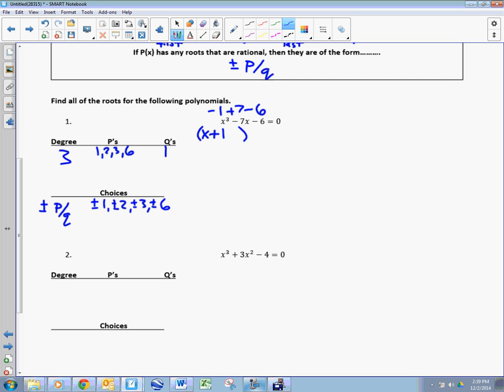I don't want to do long division, so I will use synthetic division. What's the solution to this? Negative 1. I have x to the third minus 7x minus 6, so I've got 1, 0, -7, -6. Draw my line. That's my remainder. What should the remainder be if we do it correctly? 0. Drop my 1. 1 times -1 is -1. Add. -1. Multiply. 1. Add. -6. Multiply. 6. Add. 0.